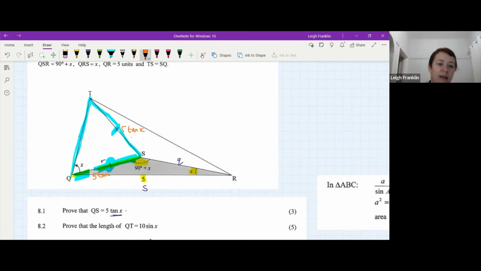We know that this angle is x. If these two sides are equal, what can I say about that angle over there? It's also x, because of angles opposite equal sides. Now, how big is this angle over here that is opposite side QT? It has to be in terms of x.